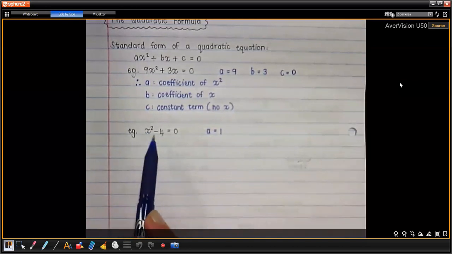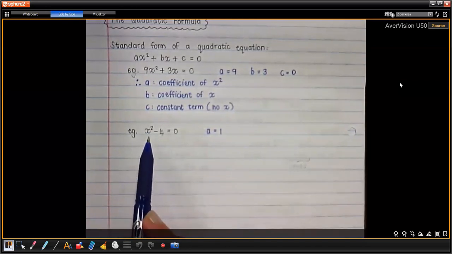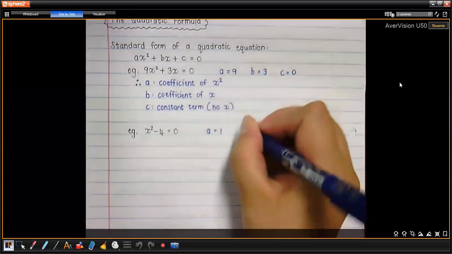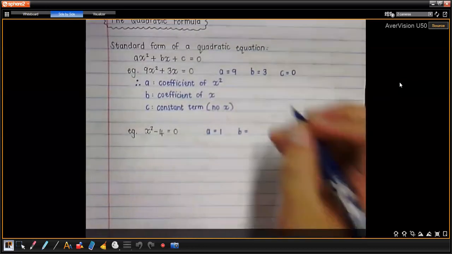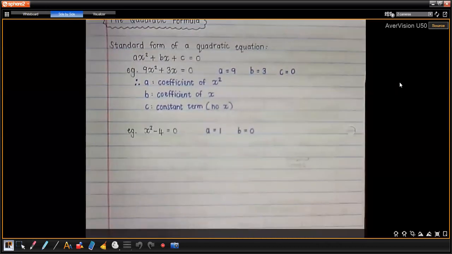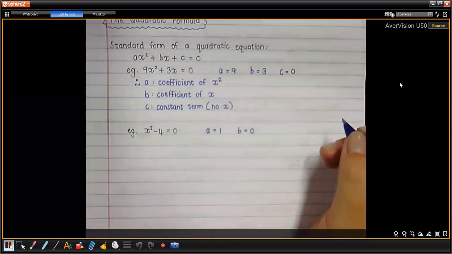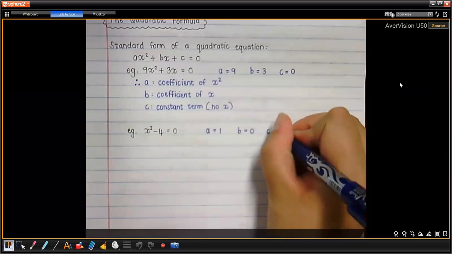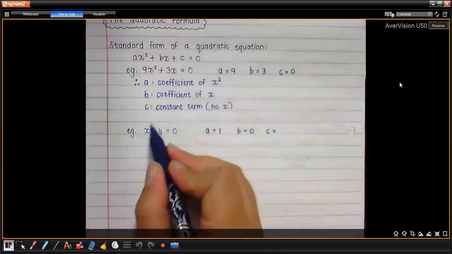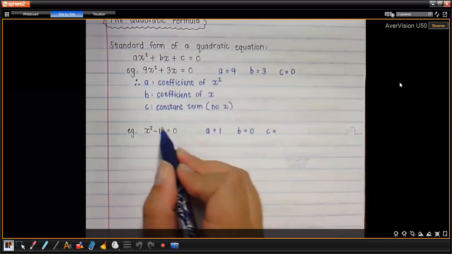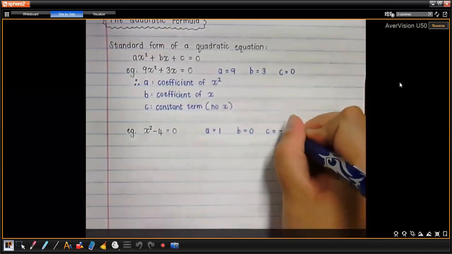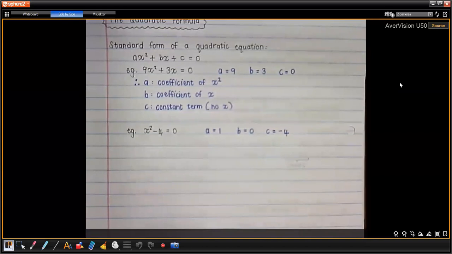Is there an x term? No. So what is my b value? What number is then in front of x if there's no x? 0. So if there is no x term, then the coefficient of the x term is actually 0. And then what is my constant term in this case? -4. Good. The negative has to go with the 4. All right. That sign must go with the number. So the constant term is -4.